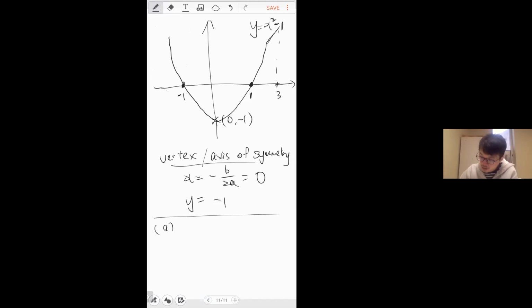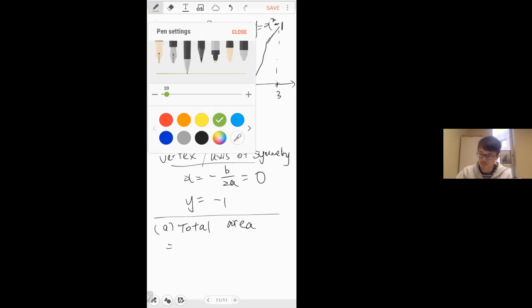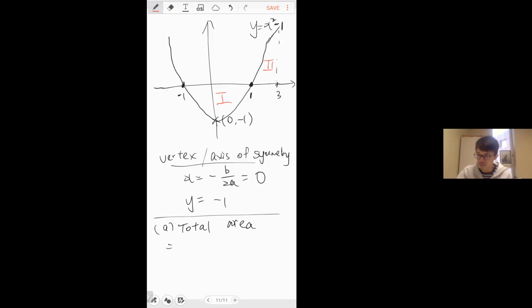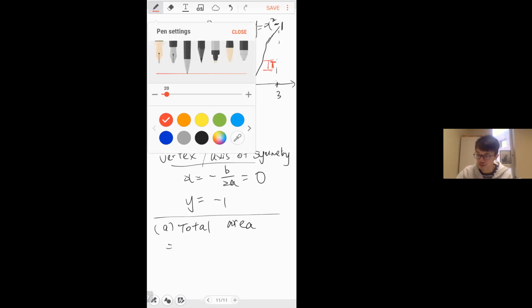Okay, so part A. What is the total area? So you have two regions. You have region 1 from -1 to 1. The second region is from 1 to 3. So what do I do? How do I find out what is the total area?